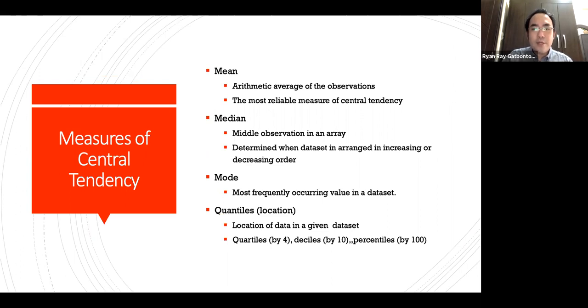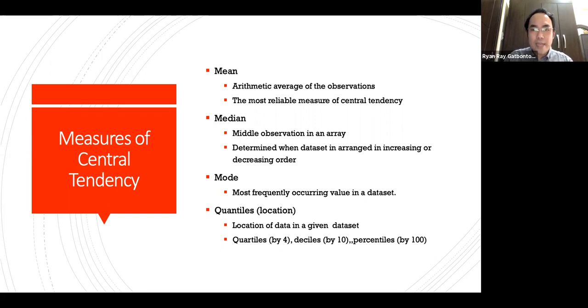The first is determining the mean or the arithmetic average of your observations. Now, the mean is the most reliable measure of central tendency because it takes into account all the data in your data set in determining the middle, or the arithmetic average. However, the mean can only be used for numerical scales, or any observations that take into account numerical values or those with arithmetic values.